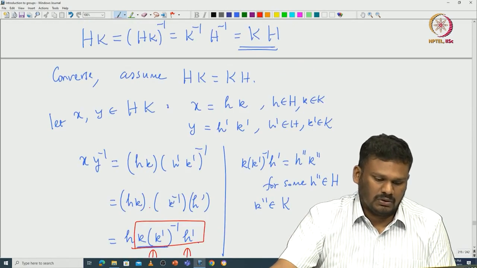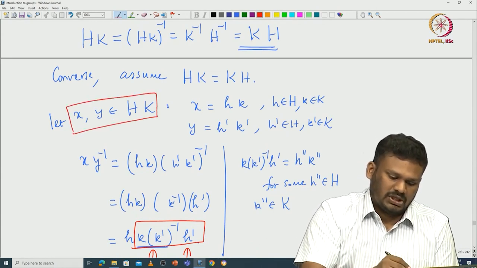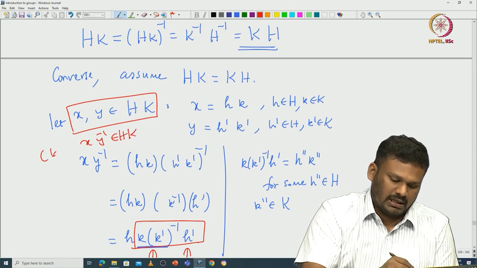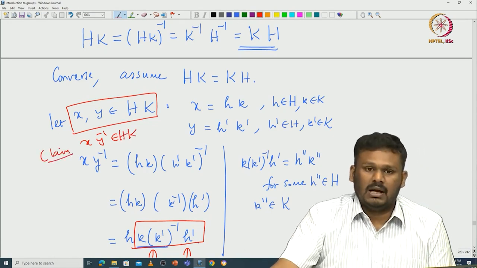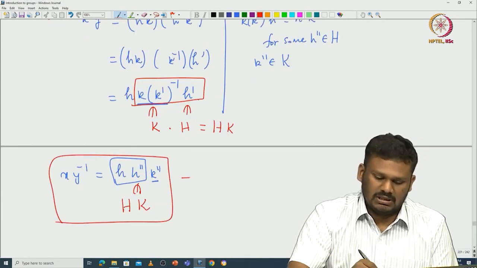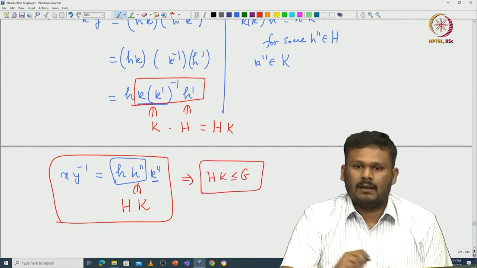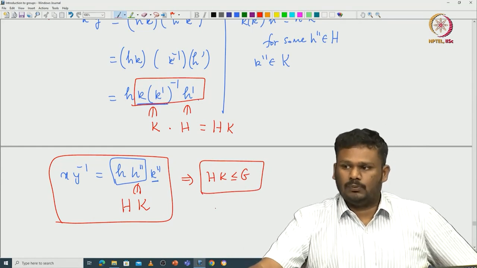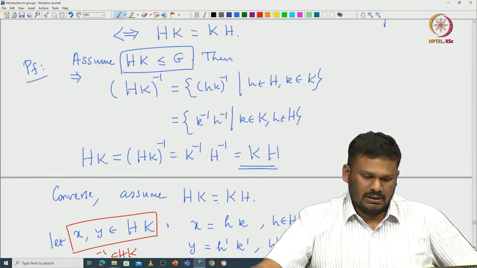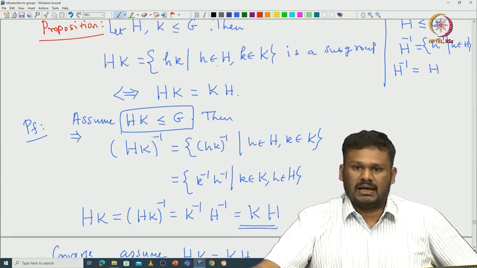So this is what we wanted to verify. If I take x, y in HK, then x y inverse is also in HK. This is the claim that we wanted to verify, and that is verified now. So that means HK is a subgroup of G. So this proves that HK is a subgroup if and only if HK is equal to KH. This is a natural characterization, which is a very powerful characterization.